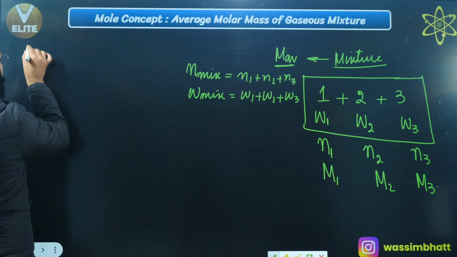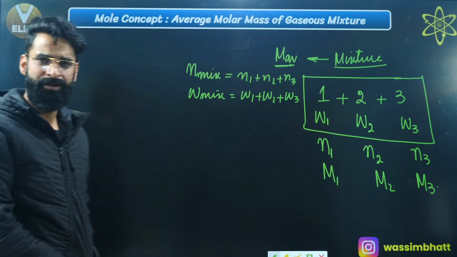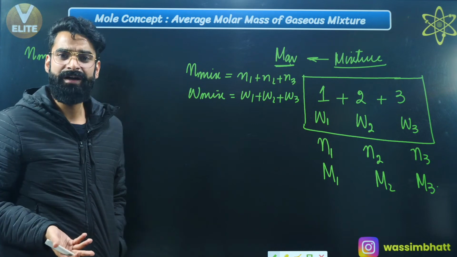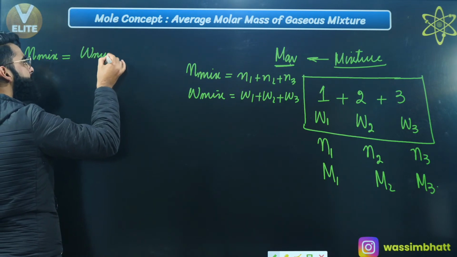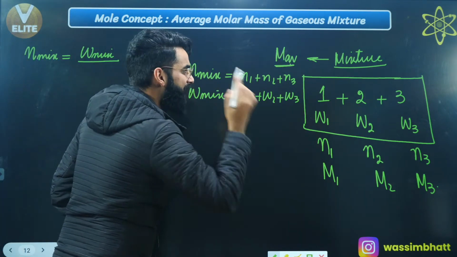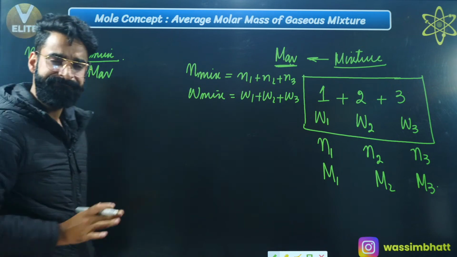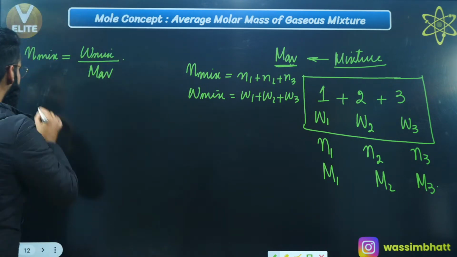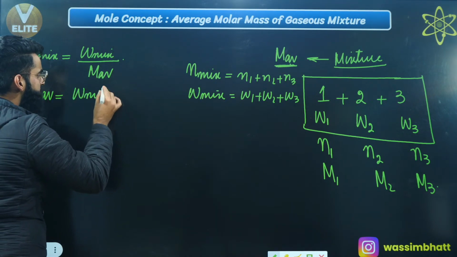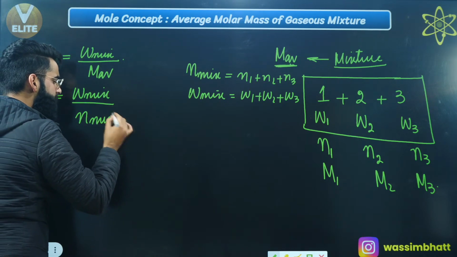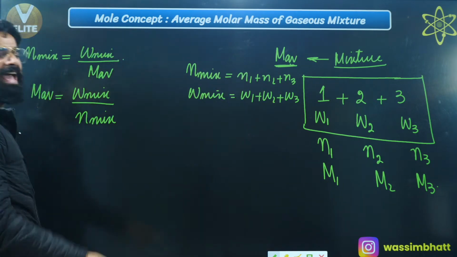Now have a look. I'm writing a simple formula: total moles present in the mixture. How do we calculate moles? Given mass by molar mass, right? The total moles present in the mixture is equal to the mass of the mixture divided by the molar mass of the mixture. And we call the molar mass of the mixture the average molar mass, right? Perfect. Now, can I calculate M average from here? I can say M average is equal to the mass of the mixture divided by the number of moles present in the mixture. The mass of the mixture is W1 plus W2 plus W3. Moles present in the mixture is N1 plus N2 plus N3.